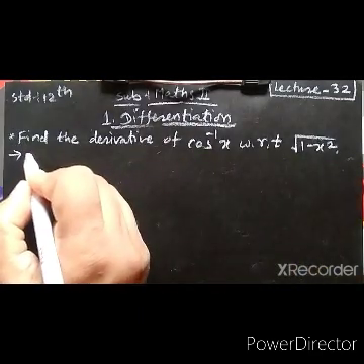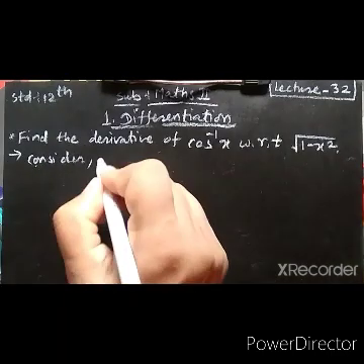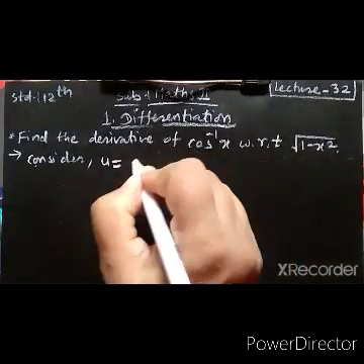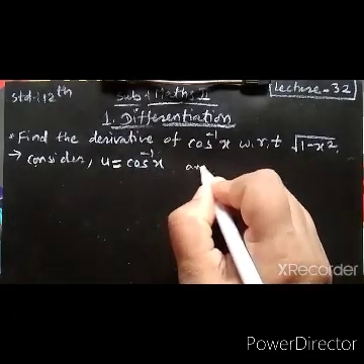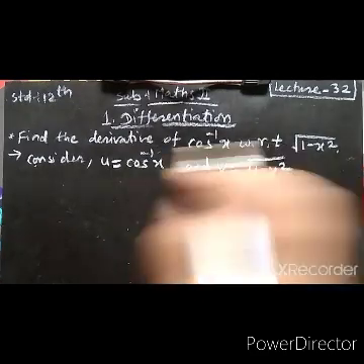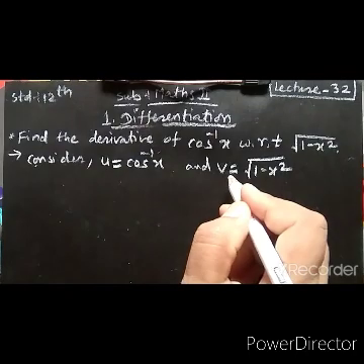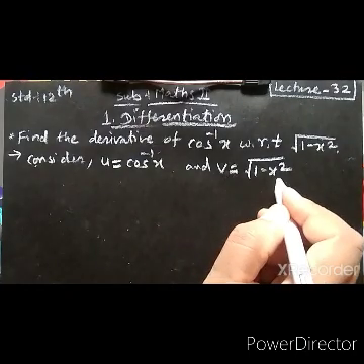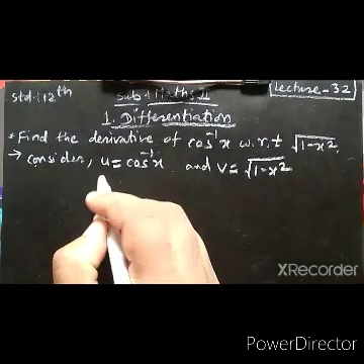So consider u is equal to cos inverse of x and v is equal to root 1 minus x square. So u is a differentiable function of x and v is also a differentiable function of x. Therefore, differentiate u and v with respect to x.